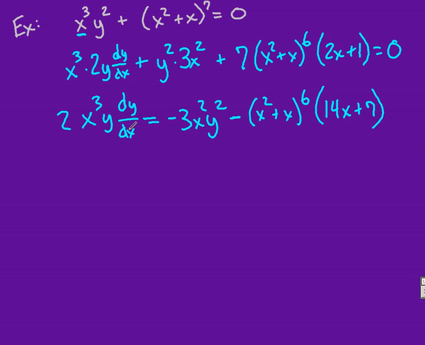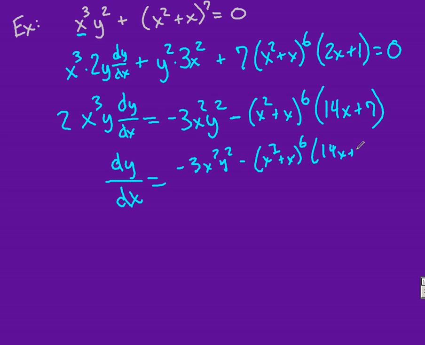Next step would be to factor out dy/dx, but there's only one of them. So I'm even skipping step 3, go straight to step 4. dy/dx will equal everything over here, negative 3x squared y squared minus this whole quantity to the 6th, 14x plus 7, divided by anything that was out in front over here, so over 2x cubed y.